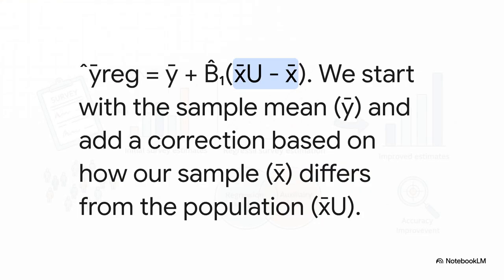This is the tool we've been building up to, the regression estimator, y hat reg. Just look at how it's built. It starts with y bar, our simple sample mean, which is our basic first guess. But then it adds a correction term. That correction is our estimated slope, b hat 1, multiplied by a really interesting difference, the true population mean of x, x bar u, minus the sample mean of x, x bar. And having that true population mean for x, that's the piece of auxiliary information that makes this whole thing work.